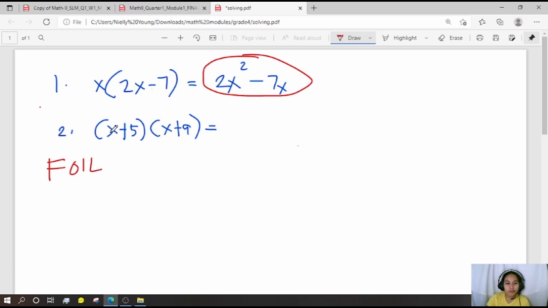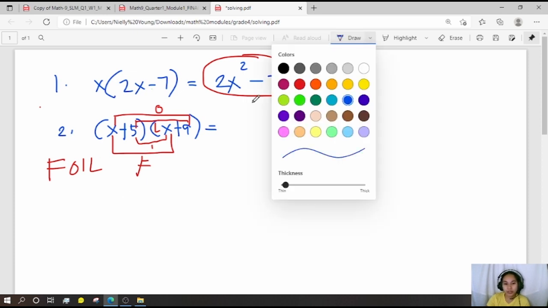So, ito po yung first, x times x. Then outer, x times 9. Inner po is 5 times x. And then the last is 5 times 9. Okay, yan po yung FOIL method, multiplying quadratic equation.